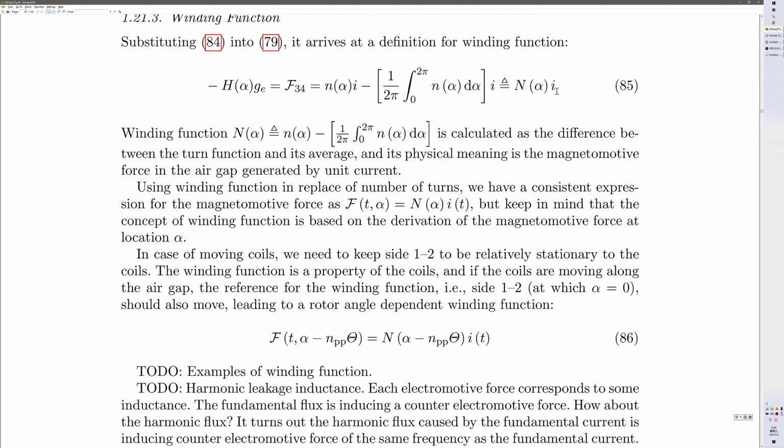So if you have winding function, you multiply it with current, you have this MMF here. So in case your coil is moving somehow, your coil is moving in space, your winding function is also moving, so we can model that by this change of axis. So that's how our winding function becomes a wave in the air gap, and the resulting MMF is also a wave in the air gap.